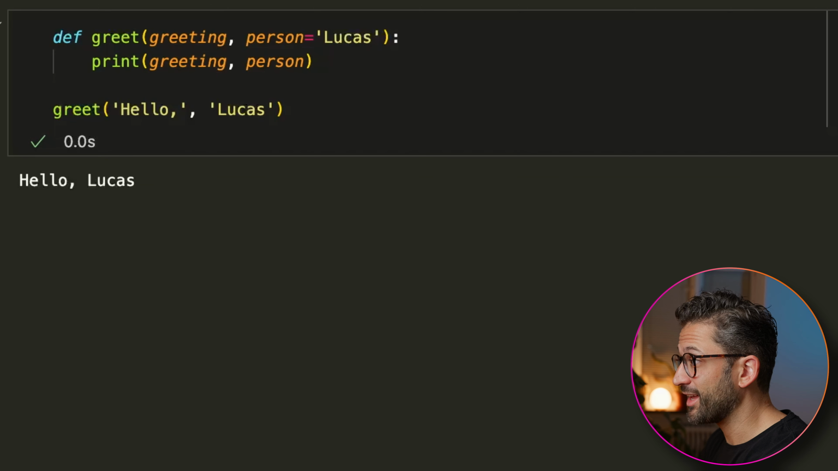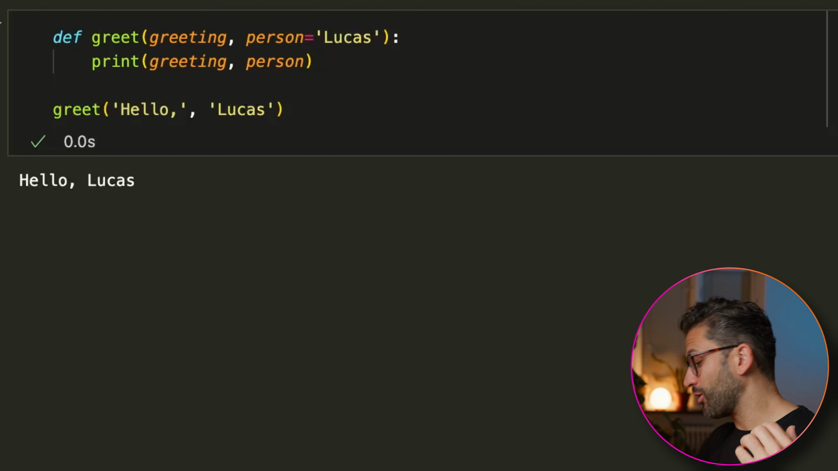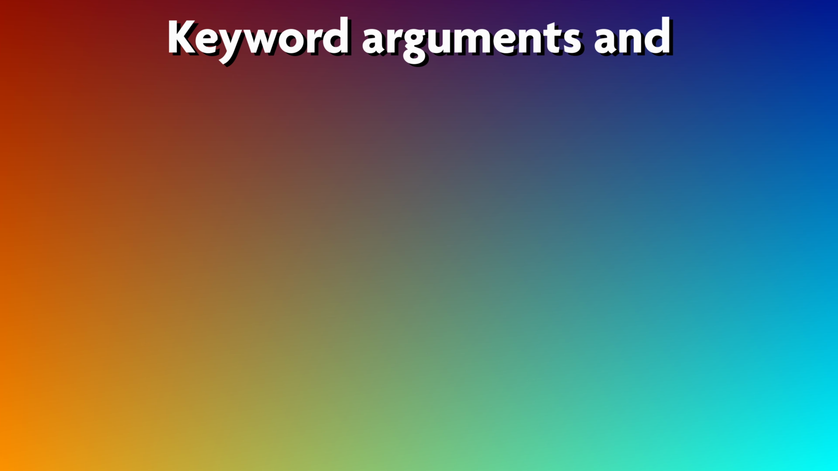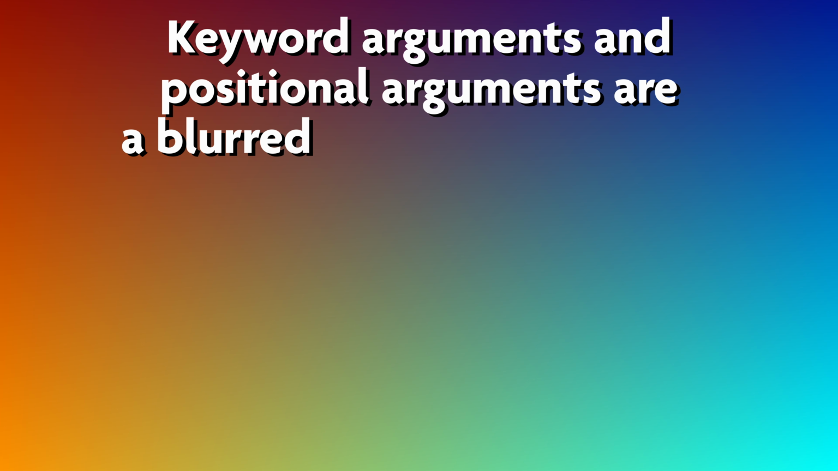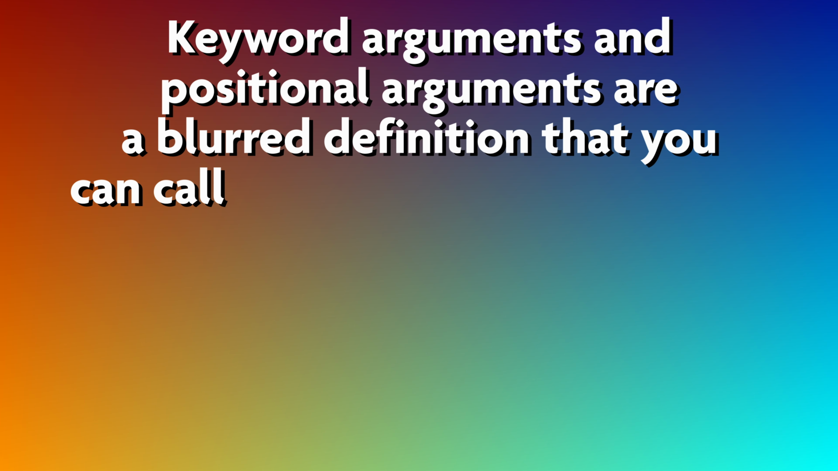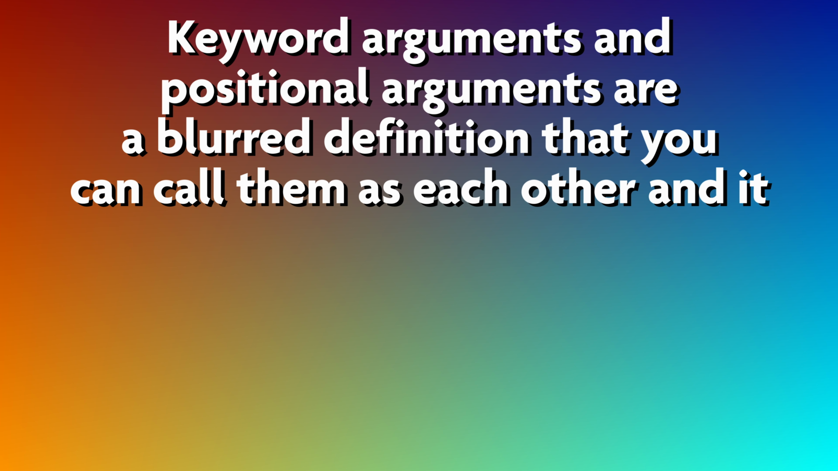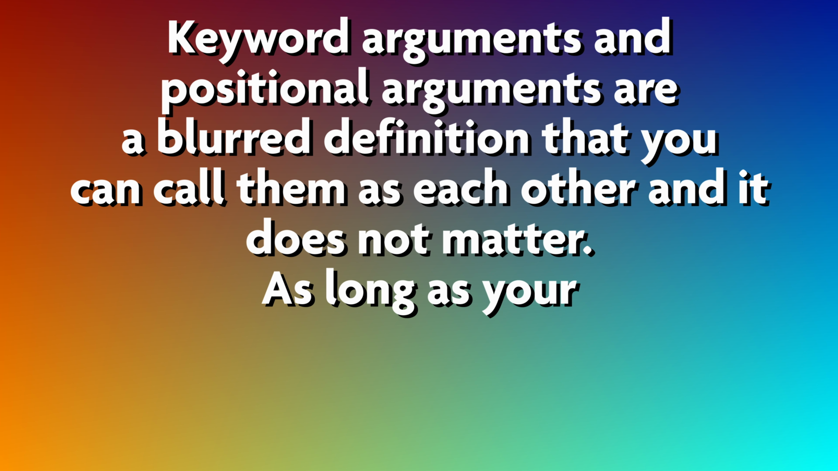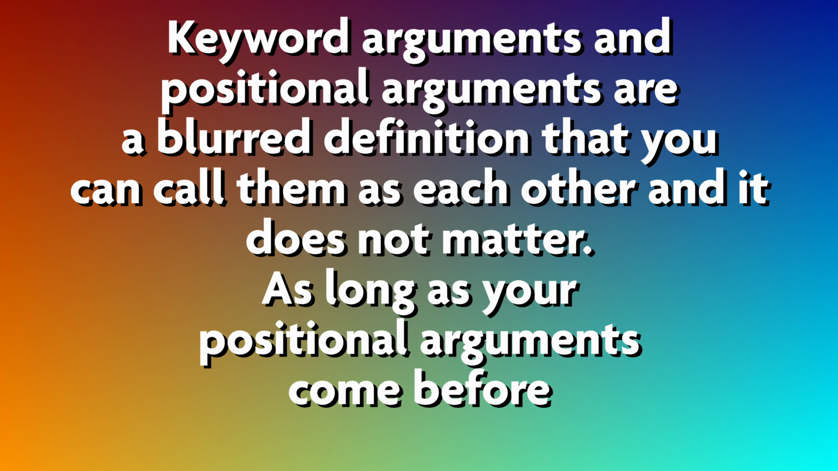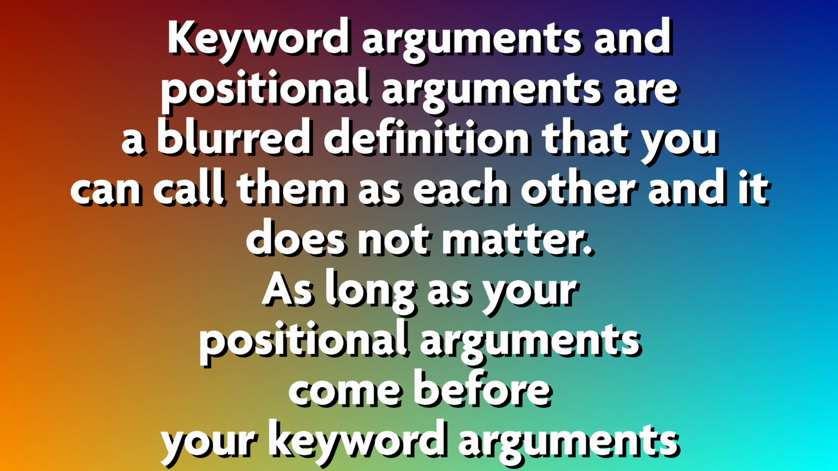In Python Wonderland, you can do everything. You can call keyword arguments as positional, and you can call positional arguments as keyword arguments, and that blurs the line completely between them. Here's the full definition of the thing. Keyword arguments and positional arguments are a blurred definition that you can call them as each other, and it doesn't matter as long as your positional arguments come before your keyword arguments. That's the only rule that you have.